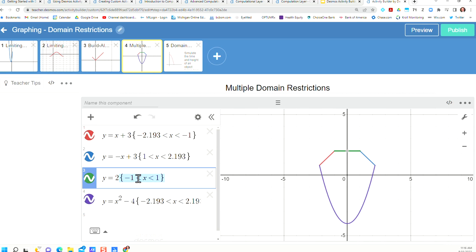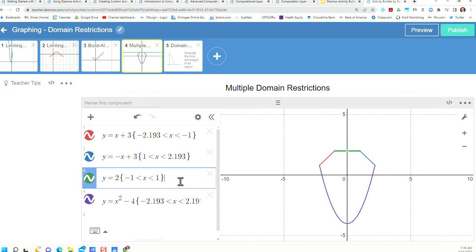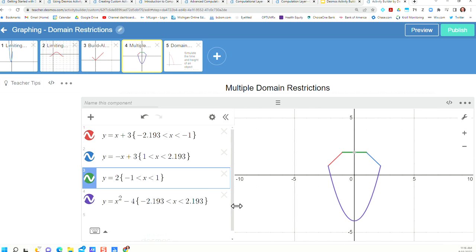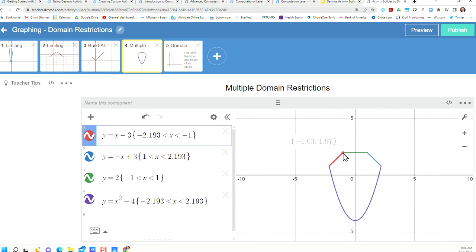It's actually a horizontal line going through a y value of 2, but we're restricting its domain to be between negative 1 and 1. And lastly, I have my purple parabola here with its domain restriction. Let me drag this over just a bit. If I were to take that domain restriction out, there's the entirety of the parabola. But if I just want that certain image there, I can restrict it, paste that back in. And again, all points here on this graph can be clicked on to be viewed, etc.